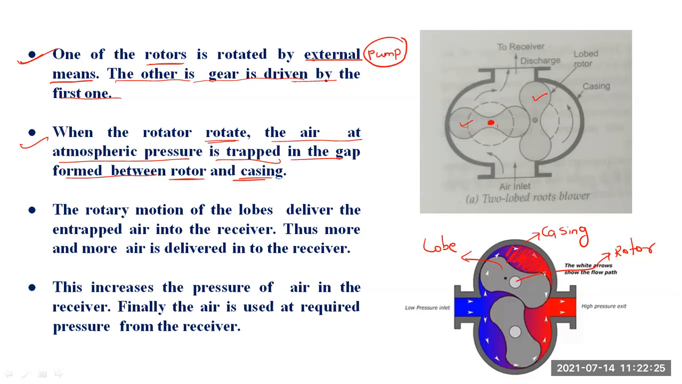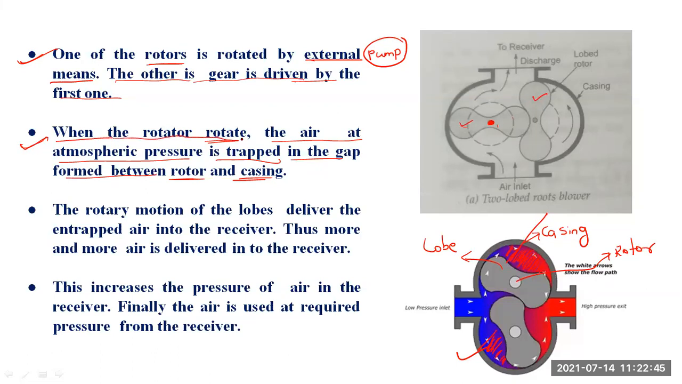Okay, so inside this gap, this lobe will compress the air. Similarly, the same will happen in the bottom position also. Okay, so in the top position and here in the bottom position, this lobe will compress the incoming air. That's what I have written in the second point.